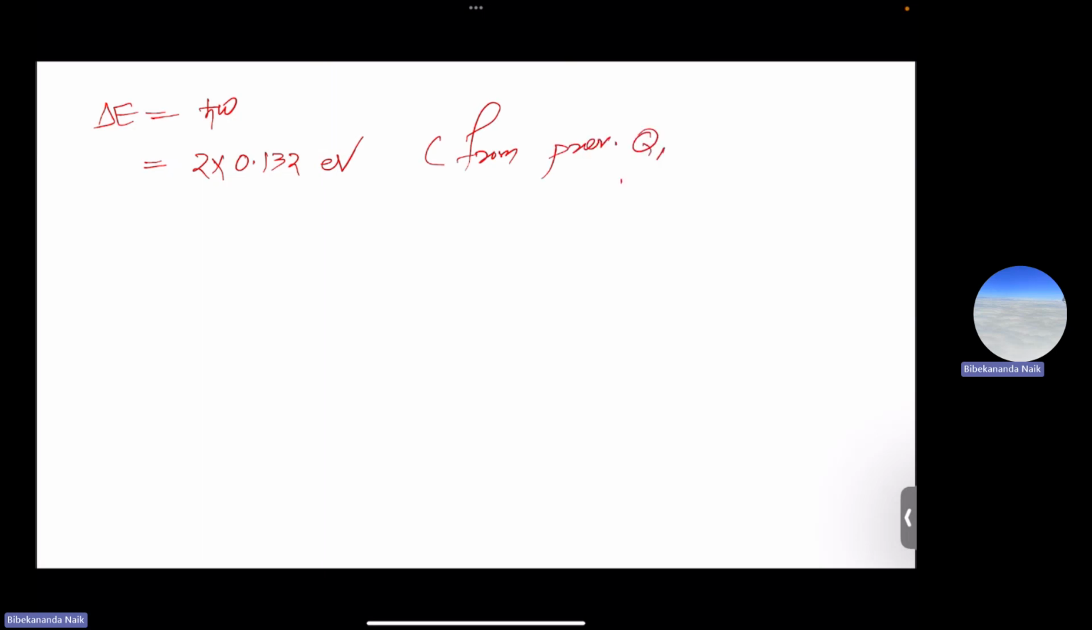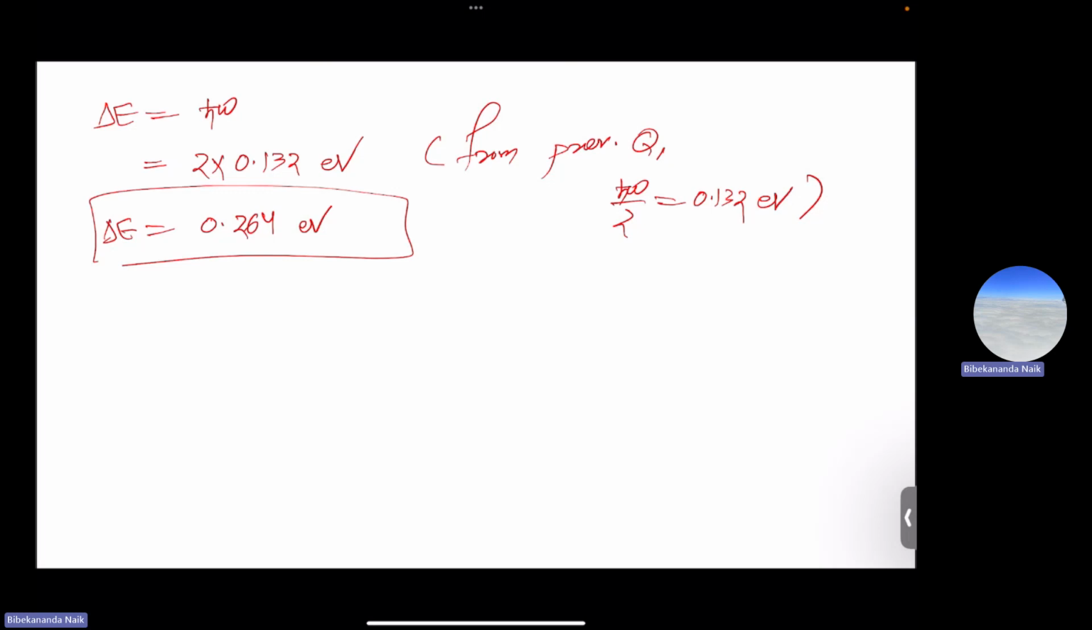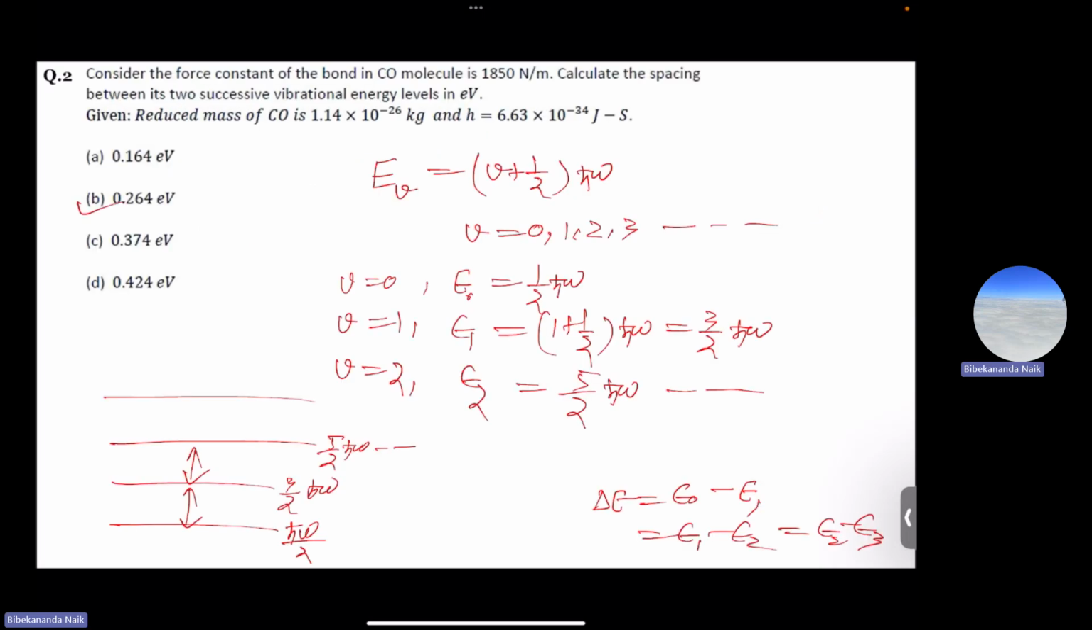From the previous question, h cross omega by 2 was 0.132 electron volt, and the data are the same. So it will be 0.264 electron volt. So this is the value of the spacing between two successive vibrational levels. So the correct option will be option B.